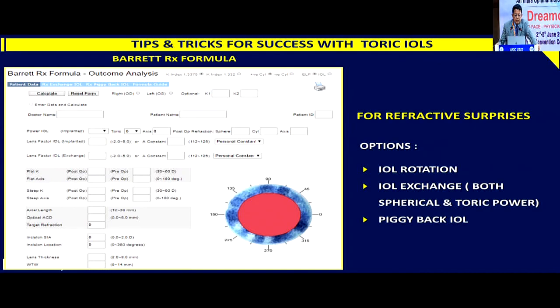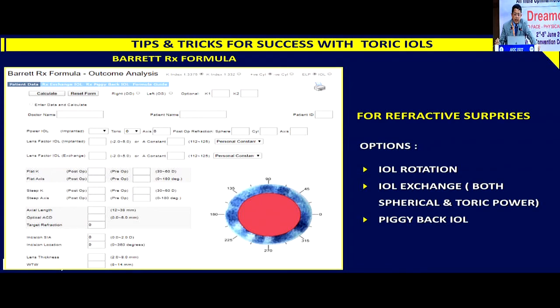And as far as the Barrett RX formula is concerned, it's extremely important that in case you get suboptimal results, what exactly do you do? If it's rotated by 15-20 degrees, maybe you will take up the patient even the next day and put the lens back into position. But if it's a small amount of astigmatism, it will get corrected only if the value of the residual refractive error is almost zero.